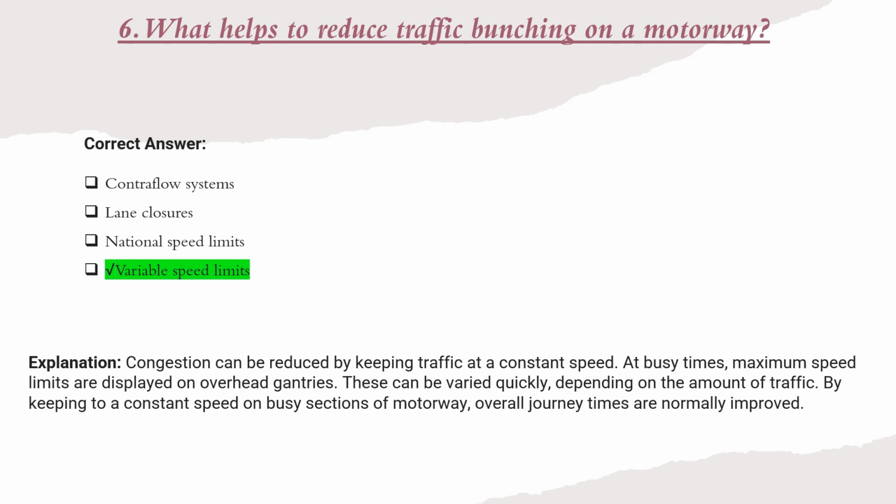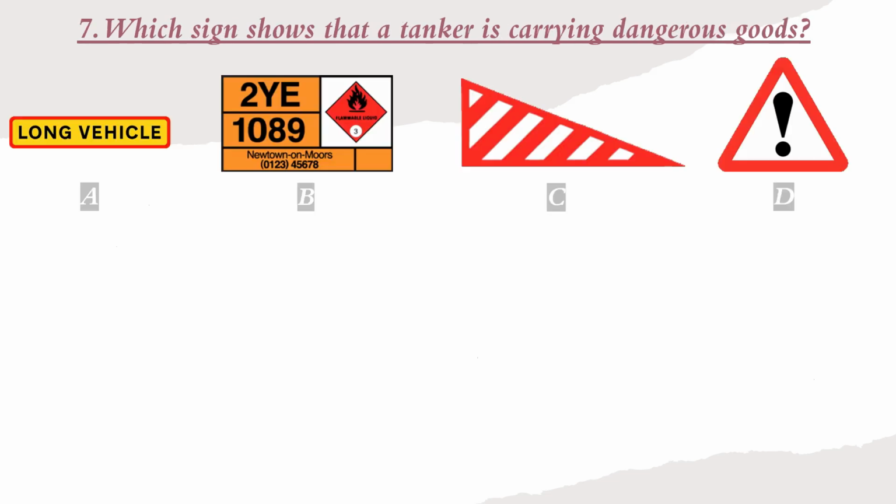At busy times, maximum speed limits are displayed on overhead gantries. These can be varied quickly, depending on the amount of traffic. By keeping to a constant speed on busy sections of motorway, overall journey times are normally improved.